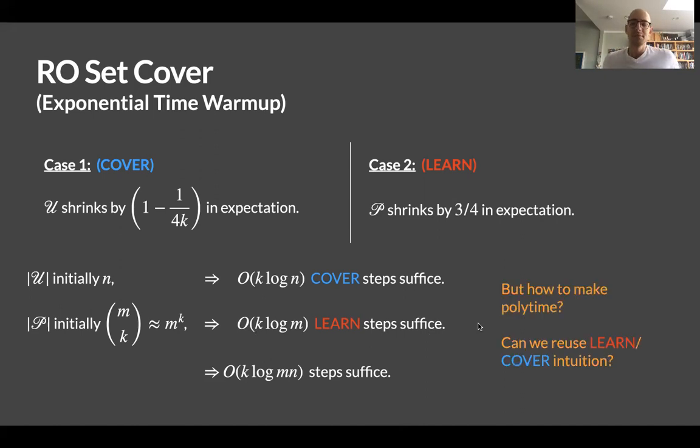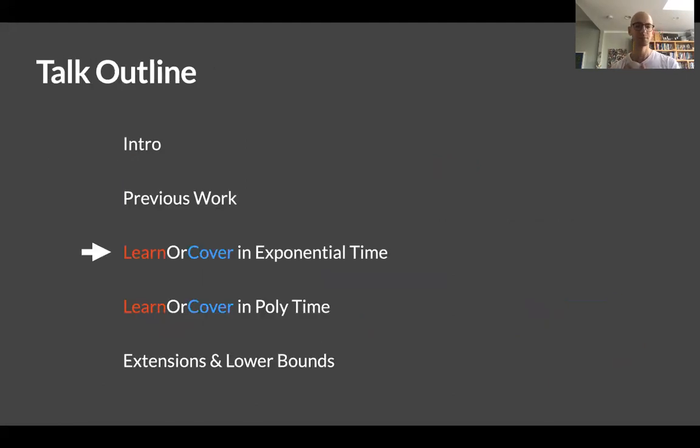That's basically it. The remainder of the paper and of the talk is dealing with the interesting question of how to make this poly time. This is clearly exponential time because one needs to enumerate all possible solutions initially. But we'd like to reuse the intuition that an algorithm can either make progress learning about the optimal solution or covering. And indeed, this is what we do.